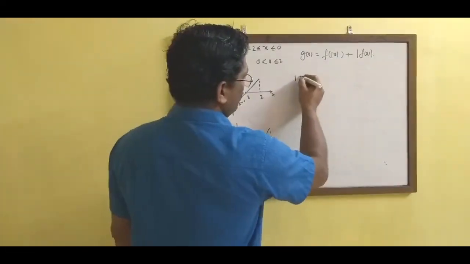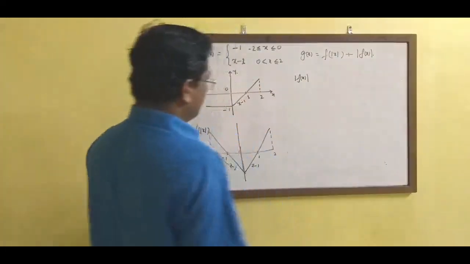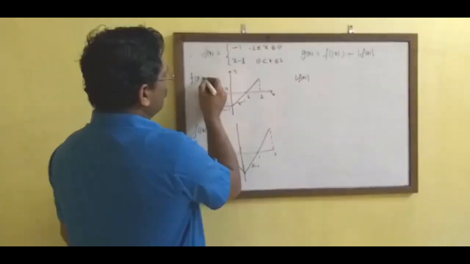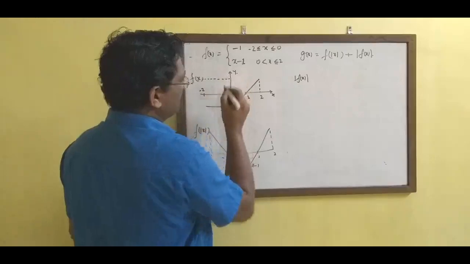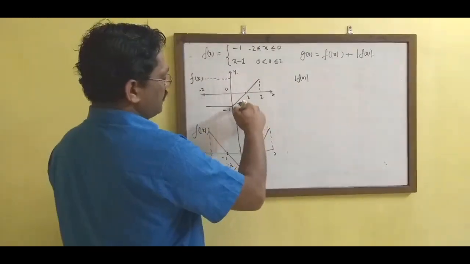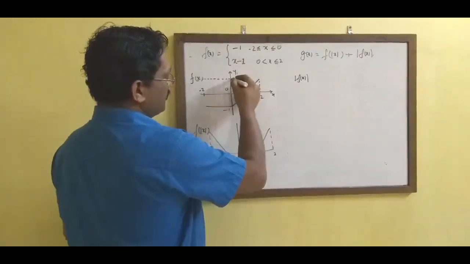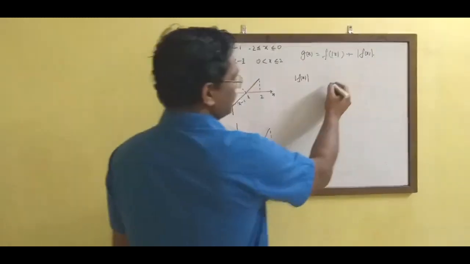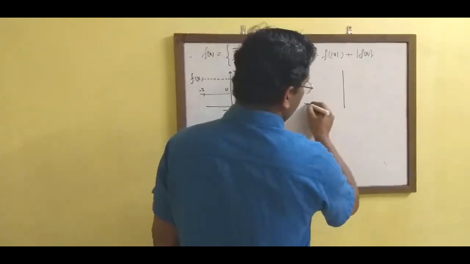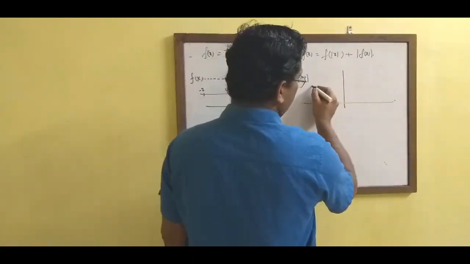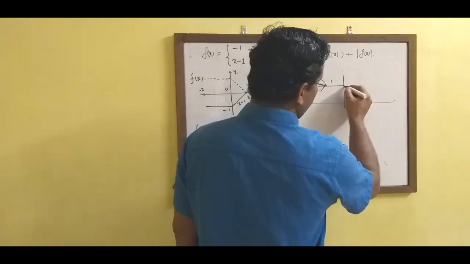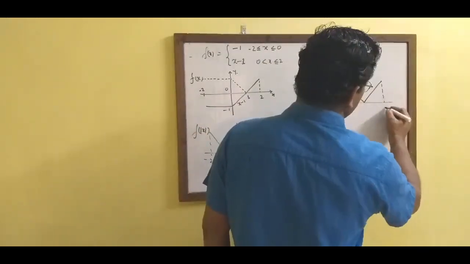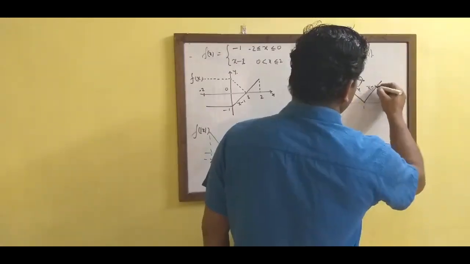Now what about mod f(x)? Now mod f(x), you will take the reflection of minus 1 here. So it will be like this. And what about the reflection of this part? The reflection of x minus 1 will be here, minus of x minus 1, that is 1 minus x. So that means the graph of mod f(x), if I draw, it is going to be 1 here, then it is 1 minus x, and then it is the original, that is x minus 1.